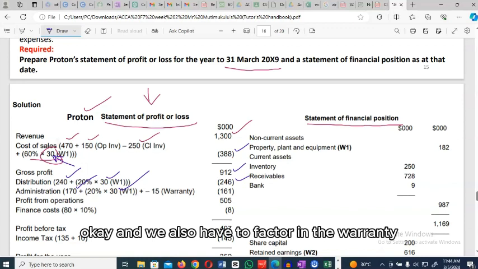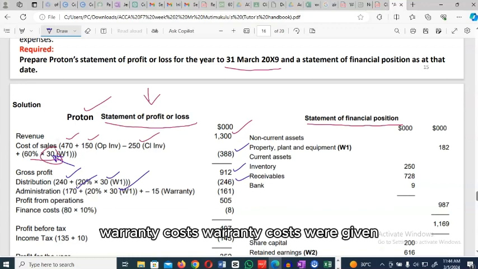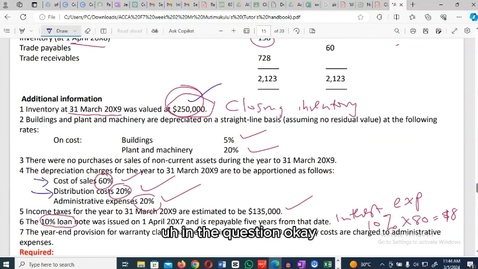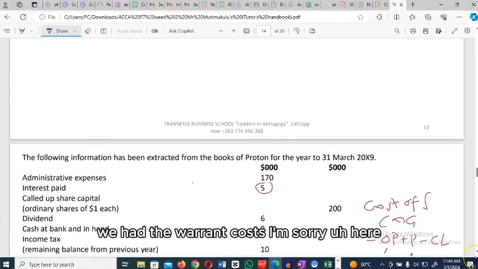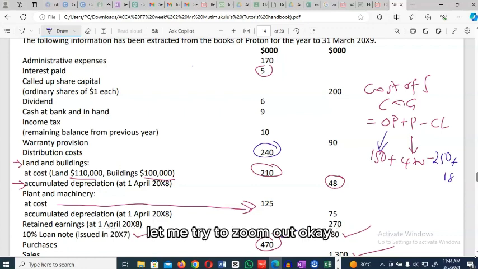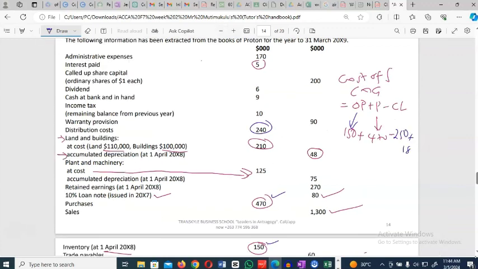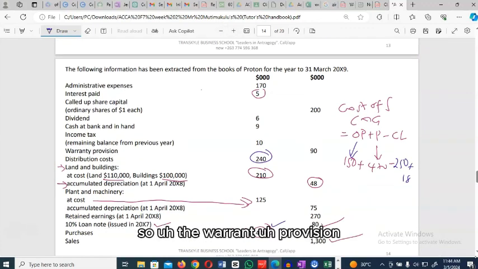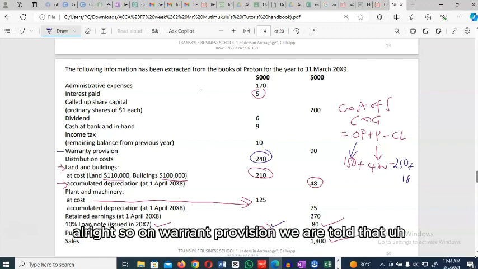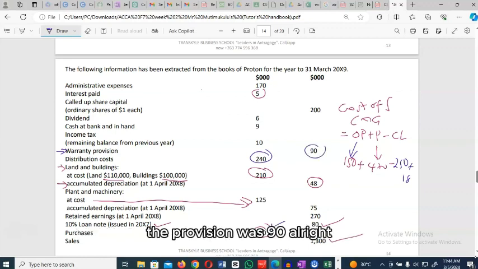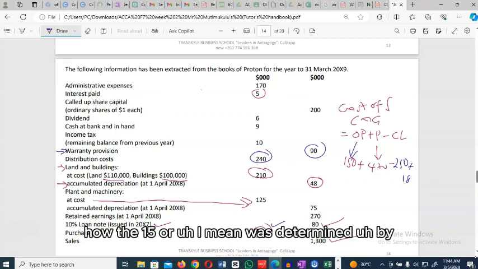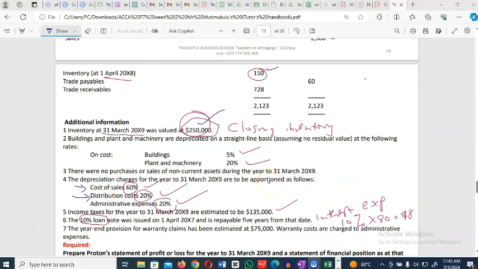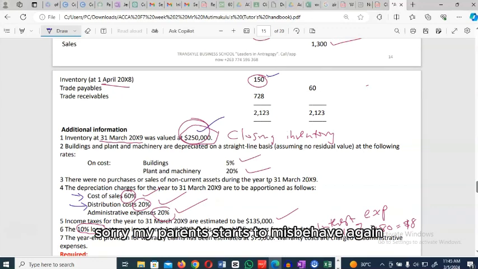And we also have to factor in the warranty costs. Warranty costs were given in the question. If I'm not mistaken, in the trial balance we had the warranty costs. Let me try to zoom out. So the warranty provision: we are told that the provision was 90. But let us see how the 15 was determined. If we go to the notes, there is note number 7 here.